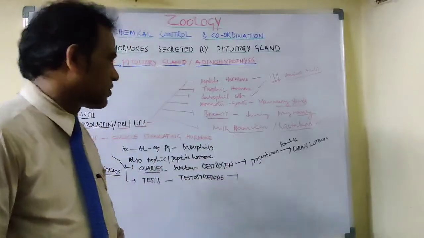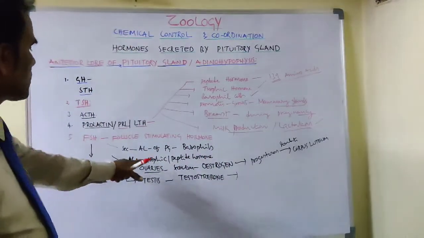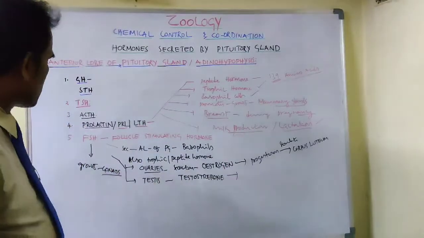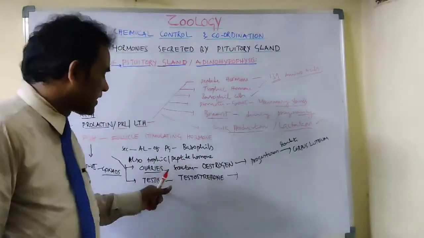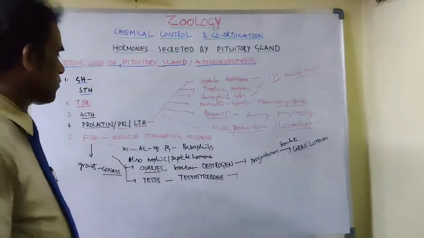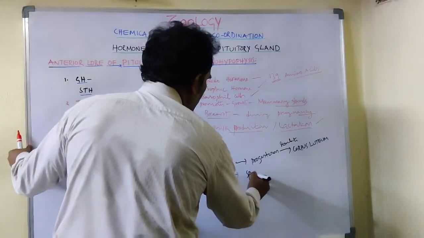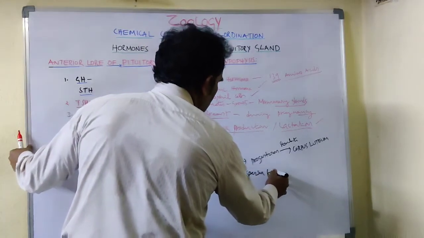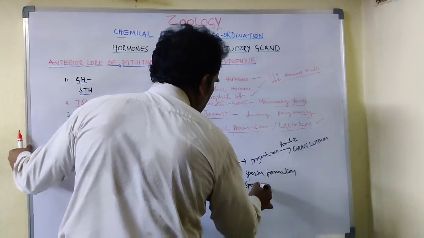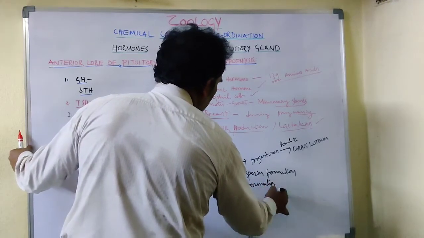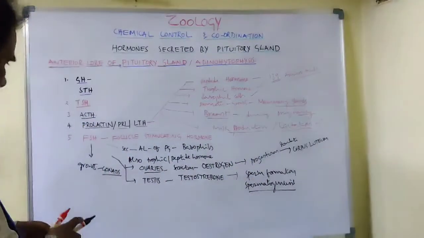It stimulates ovaries for the secretion of estrogen and progesterone hormone, and acts on testes, stimulating testes for the secretion of testosterone hormone, or we can say spermatogenesis, sperm formation. So this is about FSH.